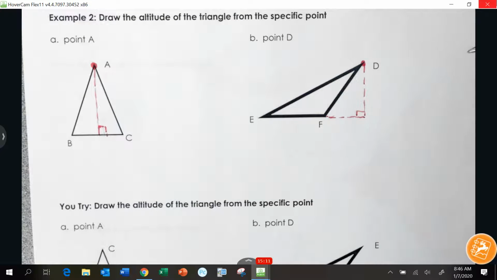And then there's you try. So once you have mine copied, go ahead and you try to draw the altitude. Make sure you notice what point it's telling you to do.